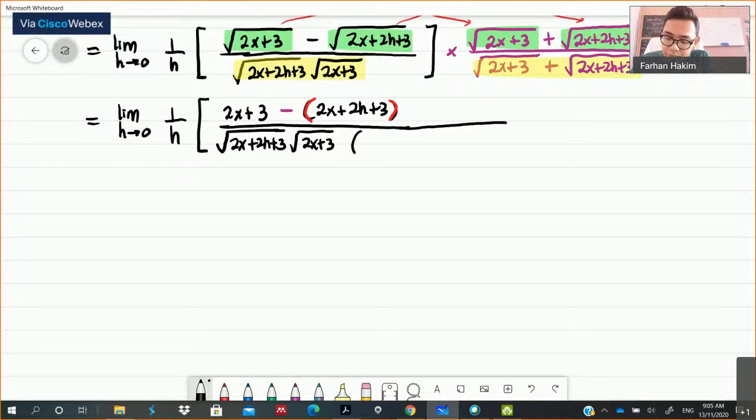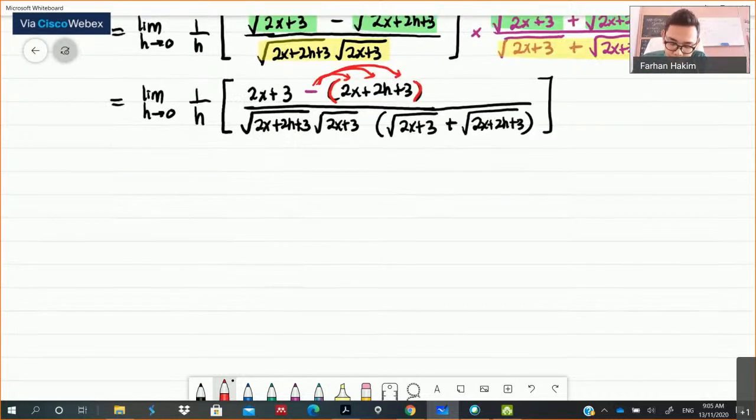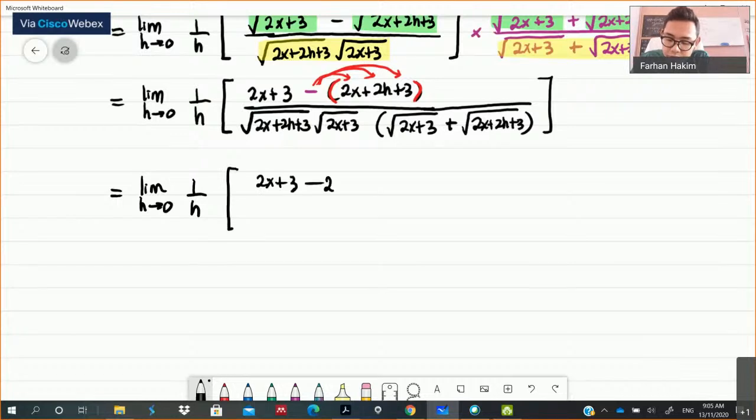Or something like square root of 2x plus 3 plus square root of 2x plus 2h plus 3. Don't expand this. Next, we try to simplify the numerator, meaning we have to expand that negative 1 inside. So we'll have the limit as h approaches 0 of 1 over h, and I'll have 2x plus 3 minus 2x minus 2h minus 3.